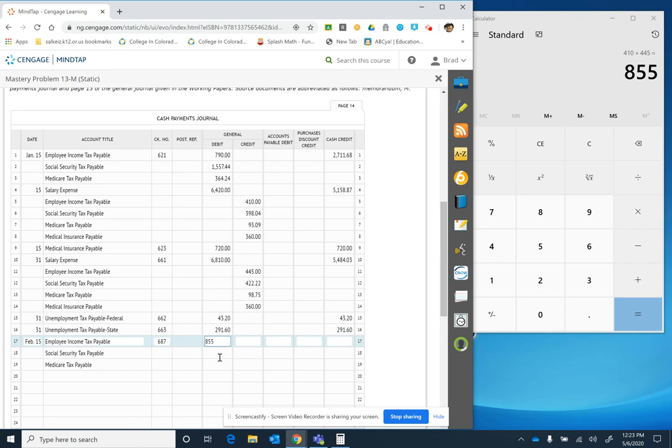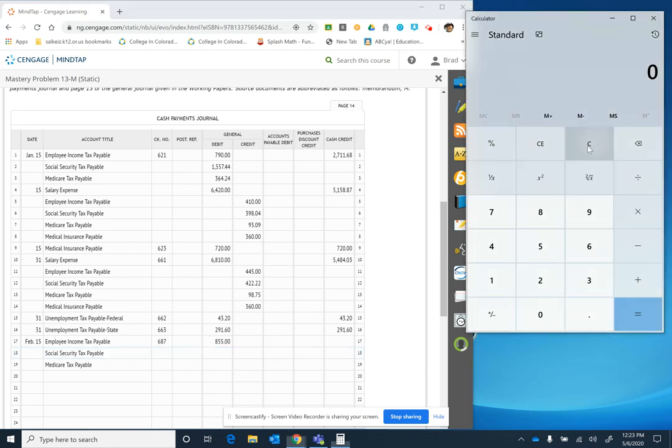All right. Next, we have to do our Social Security tax payable. So I'll come up here to our 1st to the 15th, which is 398.04 plus our 422.22, and that gives me $820.26.